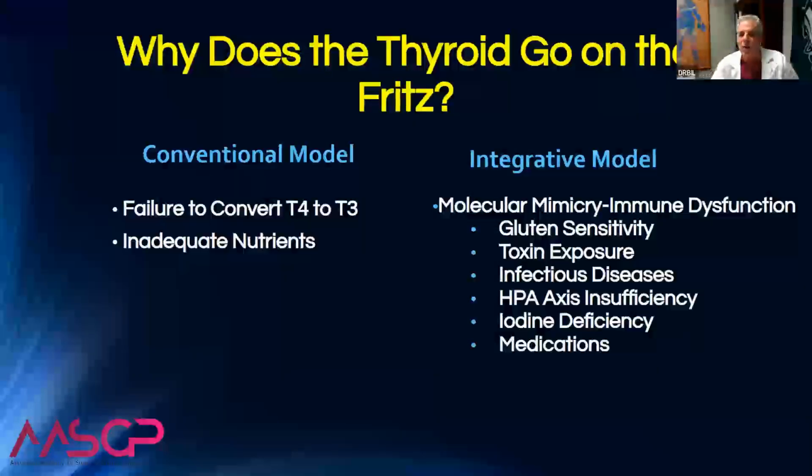So what happens when the thyroid goes bad? In the conventional model, basically it's either a nutrient issue, which again, is kind of looked at with a wink and a nod, and a failure to convert T4 to T3. In the integrative model, we're going to look a lot deeper. We're going to look at the immune system, and with the immune system, you're going to look at what the patients are eating. You're going to look at their toxin exposure. You're going to look at infectious diseases. You're going to look at the HPA axis, iodine deficiency and insufficiency, and certain medications will slow the thyroid down also.